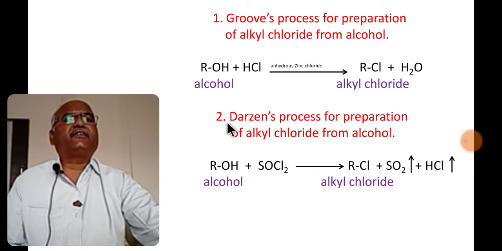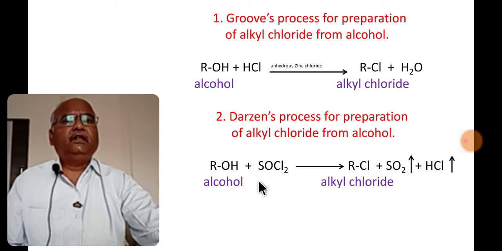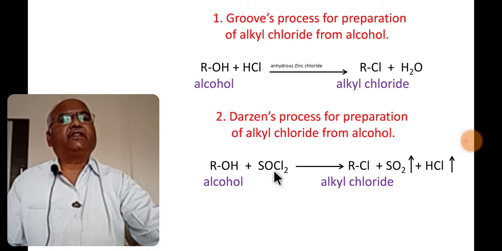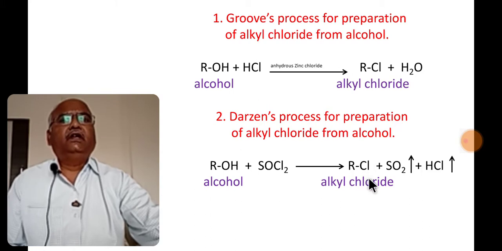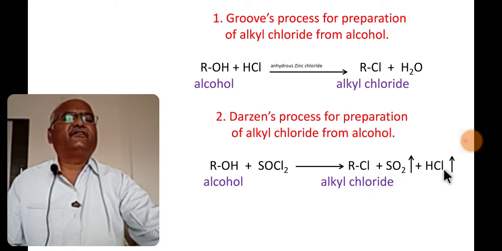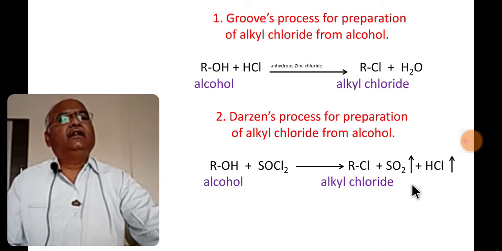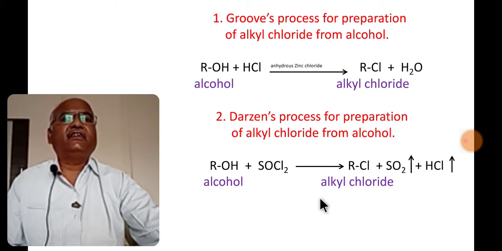The second reaction is Darzens process for the preparation of alkyl chloride from alcohol. ROH represents alcohol. This alcohol is treated with thionyl chloride. OH is replaced by chlorine and alkyl chloride is formed as main product. Sulfur dioxide and HCl are the side products. The side products are gases and can be easily removed from the reaction mixture.